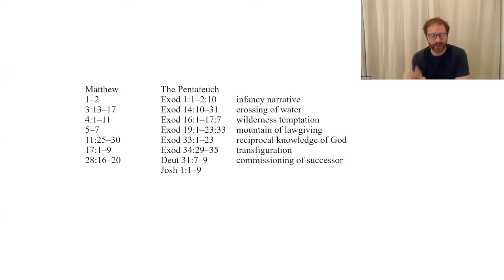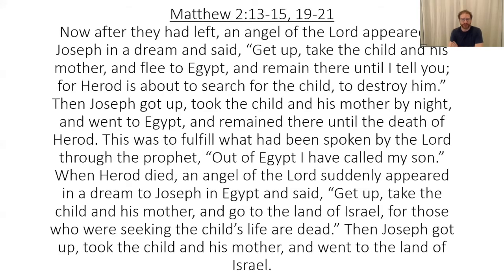We can see how this works as a sort of explicit parallel in the opening episode of Matthew's account, and here it is, at least in probably too much text to read at once. But if we look at it, this is the story of Jesus and family fleeing to Egypt, and it is, I mean, astonishingly similar and clearly evoking the story of Moses fleeing Egypt, especially the remaining there until the death of Herod. Upon the death of Herod, go to the land of Israel, for those who were seeking the child's life are dead, is almost verbatim from, go return to Egypt, for those who are seeking your life are dead, as God says to Moses.